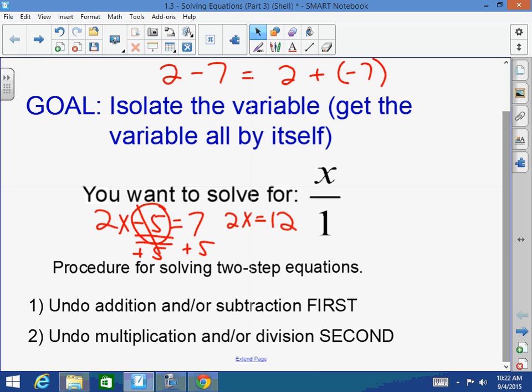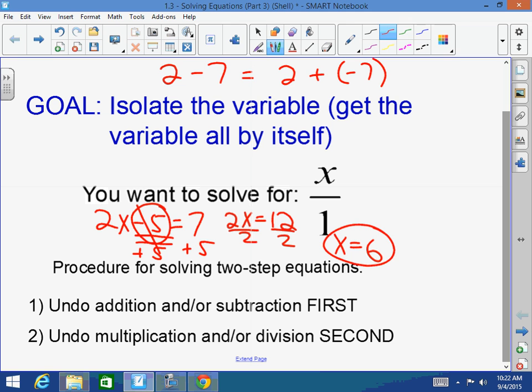The second step is to undo multiplication and or division second. So once you've gotten rid of that addition, now you're going to ask, what is the relationship of that 2 with that x? They're being multiplied. How do I cancel multiplication? Division. And that's it. Bing, bang, boom, you're done. That's literally a two-step equation.